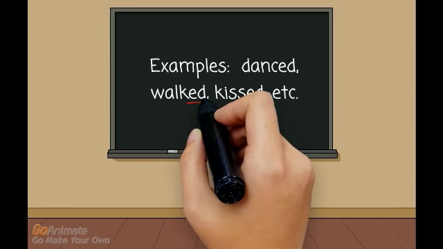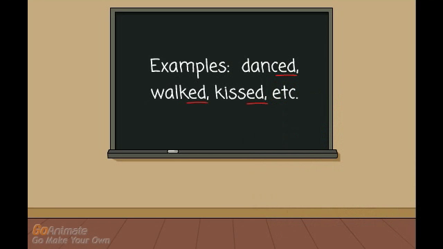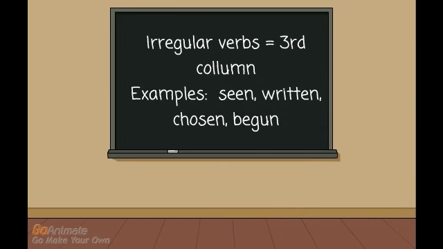For example, dance would become danced, walk would become walked, and kiss, kissed, adding -ed to the verbs. In the case of irregular verbs, however, you have to use the third column of the irregular verb charts. For example, see would be seen, write would be written, choose would be chosen, begin would be begun. You have to learn them by heart.